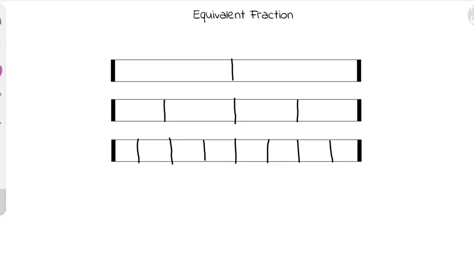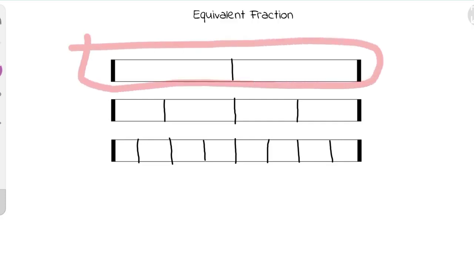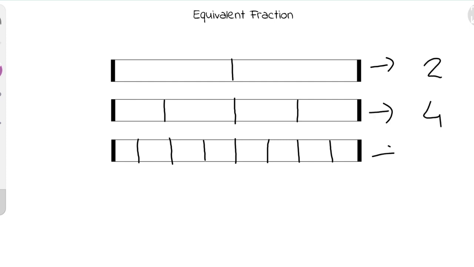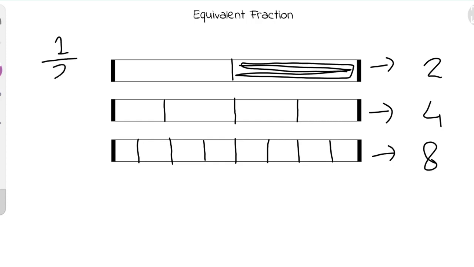As you can see on the screen, the first rectangle has 2 parts, the second rectangle has 4 parts, and the last third rectangle has 8 parts. This one has 2 parts, this one has 4 parts, and this one has 8 parts. Okay, now if I color one part of it, if I shade one part of it, how much have I shaded? I have shaded 1 by 2.